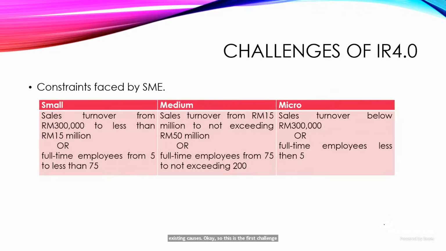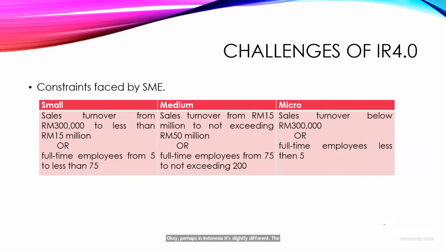The second challenge is constraints faced by SMEs. Okay, so this word SME is small and medium enterprise. Perhaps we go to the definition first of what exactly is an SME. Remember, we have two branches. We have MNCs, multinational companies, and SMEs, small and medium enterprises. So small companies have a sales turnover of less than 300 ringgit. I'm explaining this in the context of Malaysia. Okay, perhaps in Indonesia, it's slightly different.